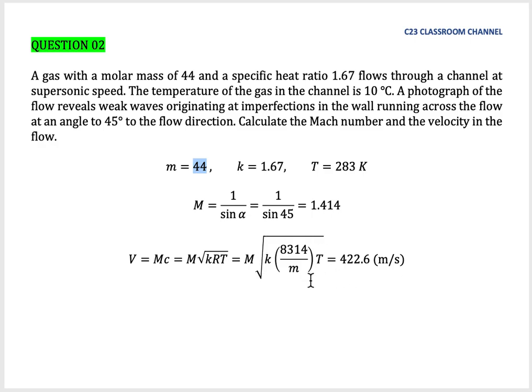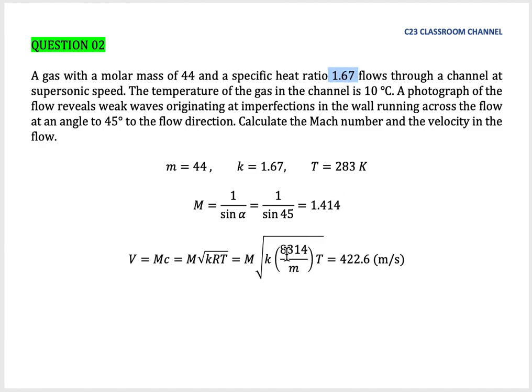So in this situation, we don't use air. So that means we cannot simply say that K is 1.4. We need to use K of 1.67 as given in this question. So the molar mass is 44.